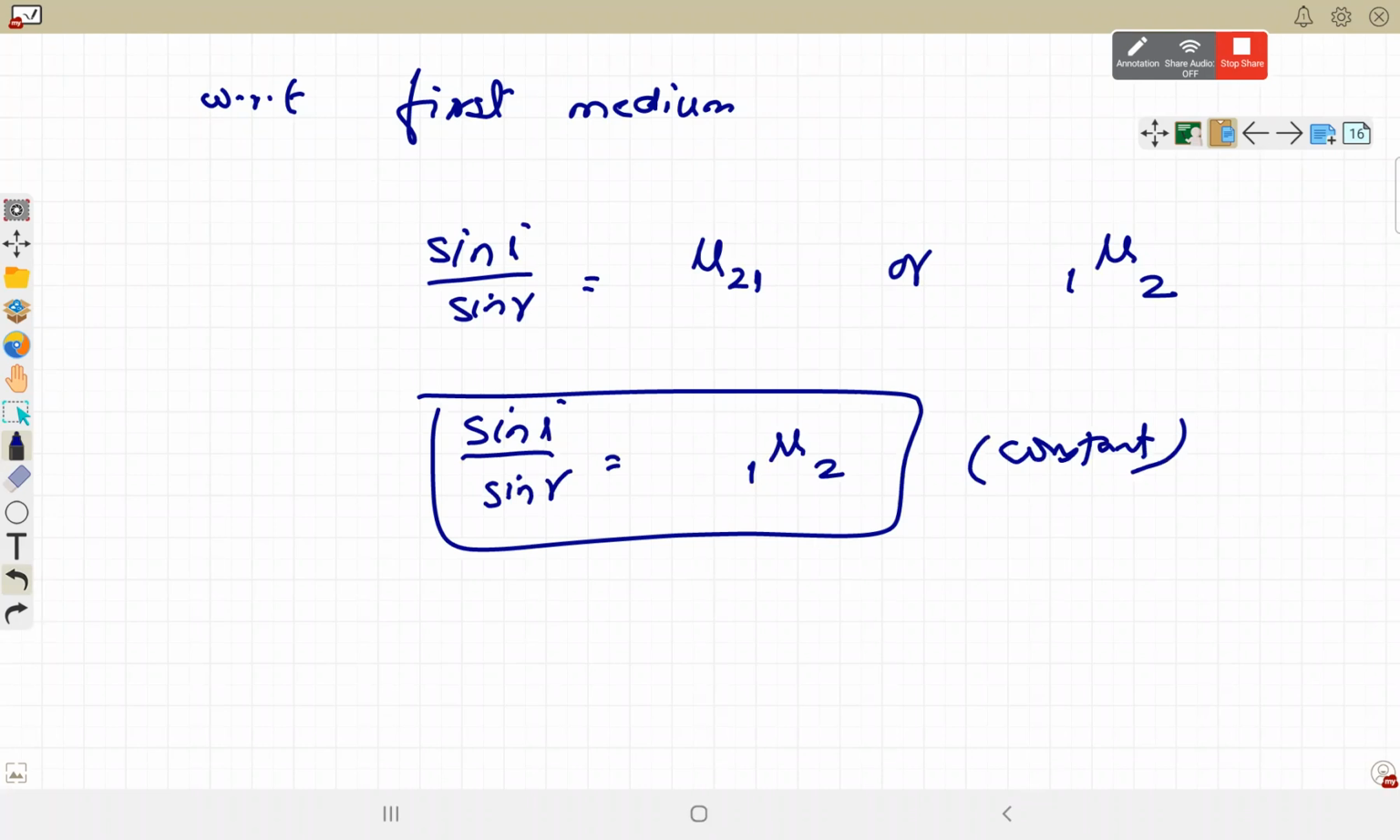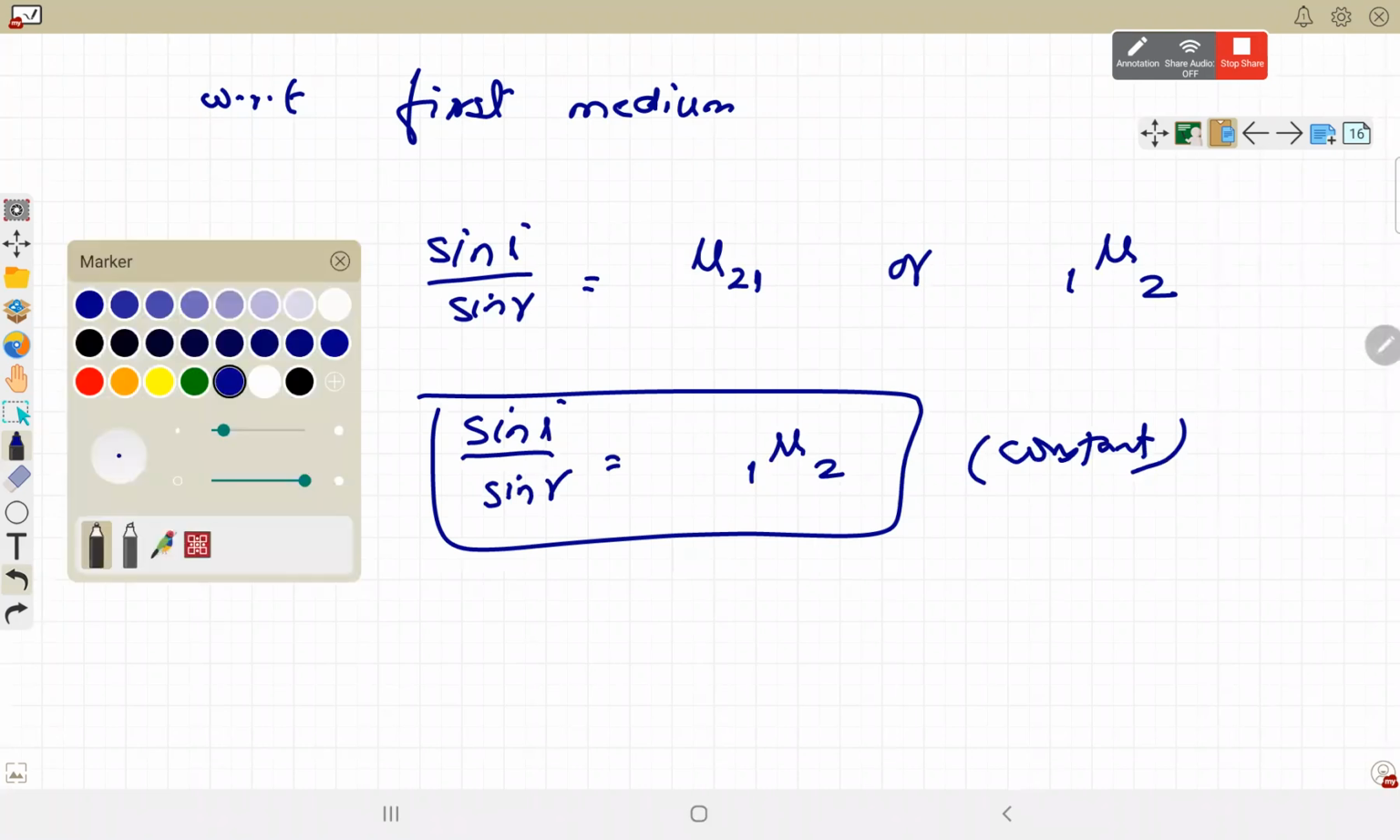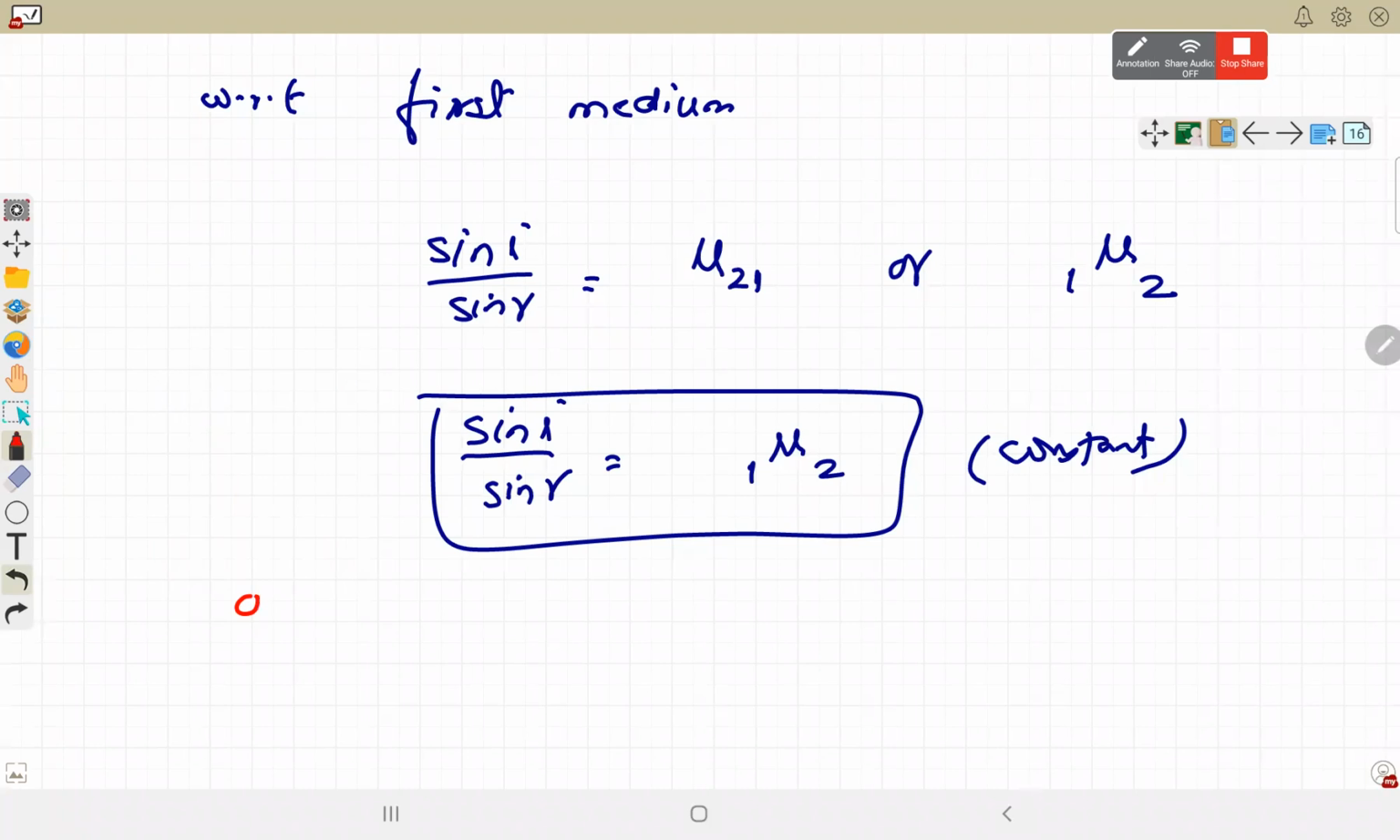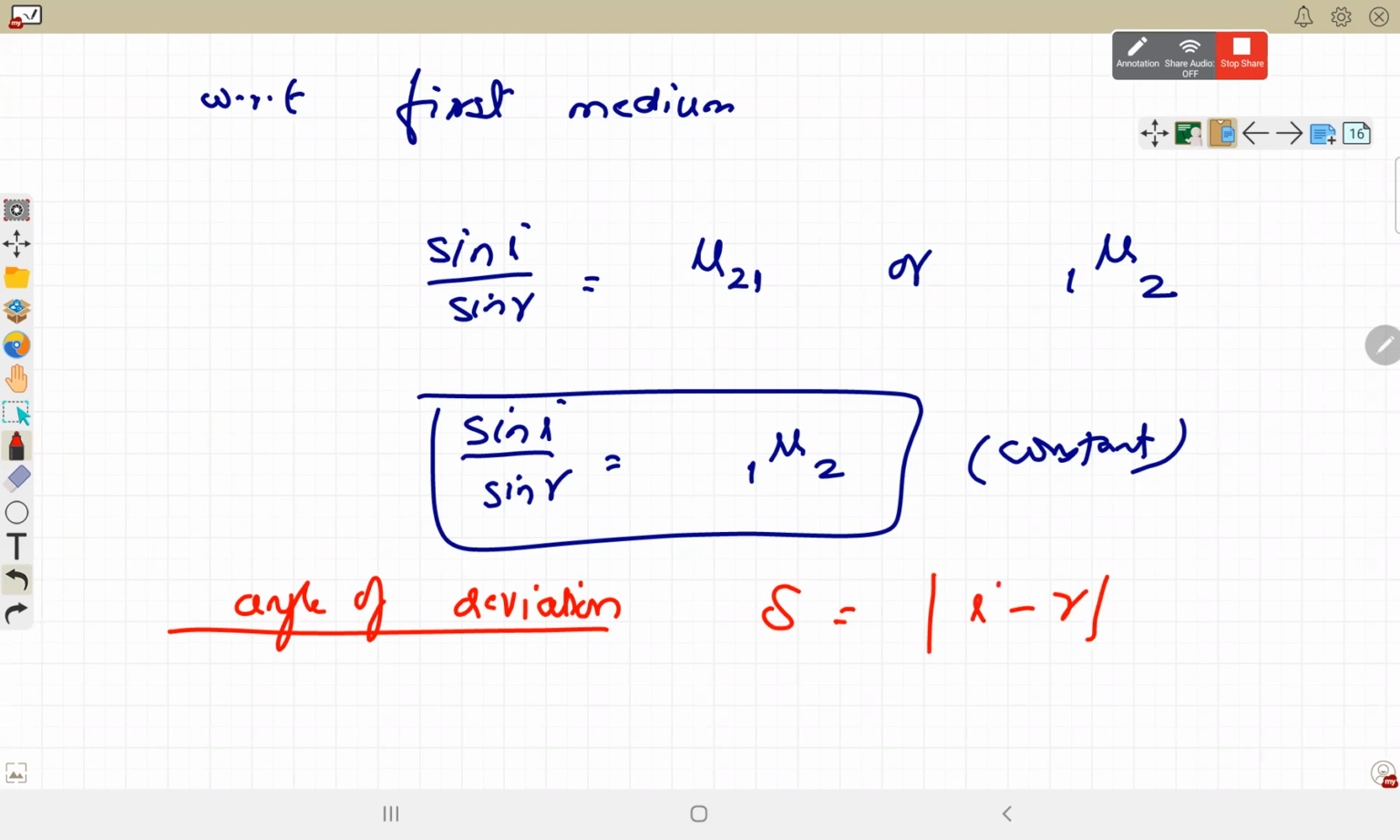Snell's law for refraction. What is the angle of deviation? The angle of deviation caused during refraction, whether it is going from rarer to denser or denser to rarer, is mod of i minus r. Mod means the smaller one is subtracted from the bigger one.